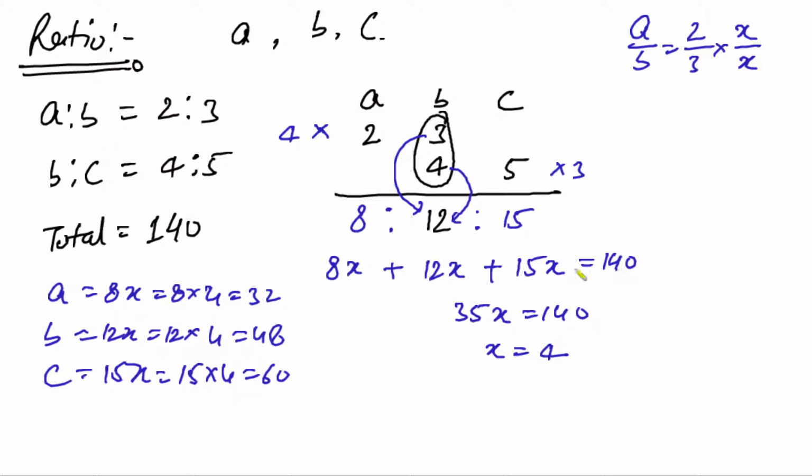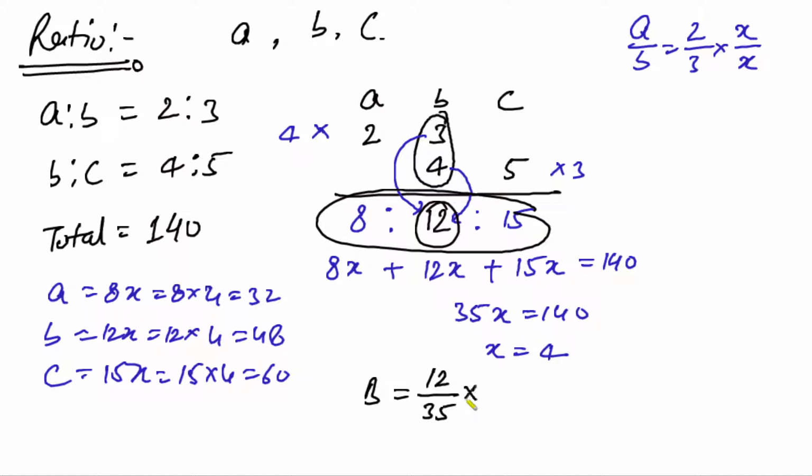Another way to interpret the same ratio is that out of these 35, the contribution of B is given by 12. That means B could also have been identified this way: 12 out of 35 of 140 is B. If we solve this, once again we get the same answer. It was just a second way to look at the same information. The ratios should be looked at by both the methods as per your convenience. So this is the first exercise of combining the ratios.